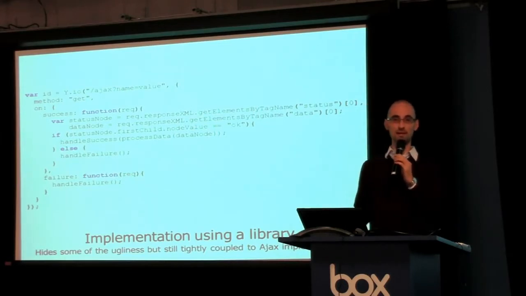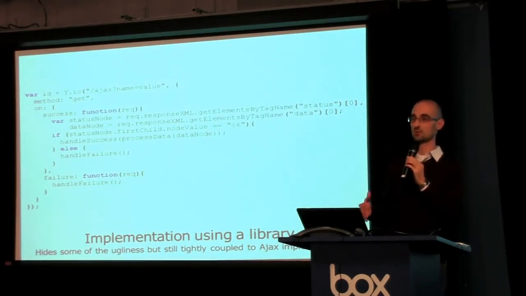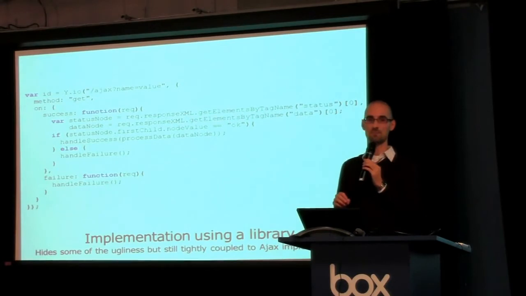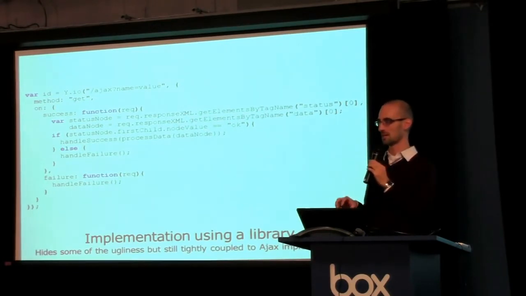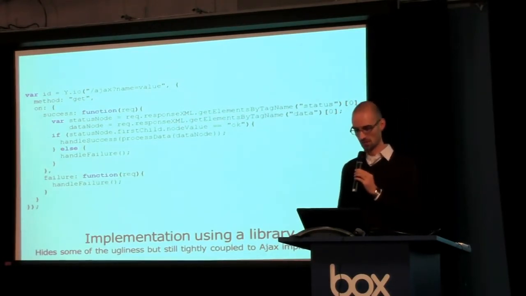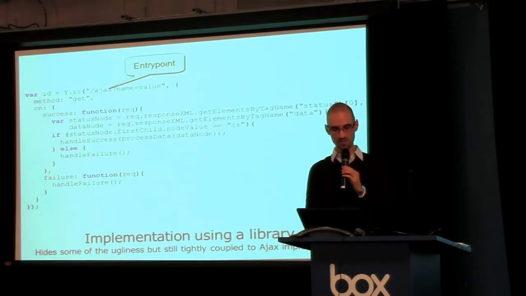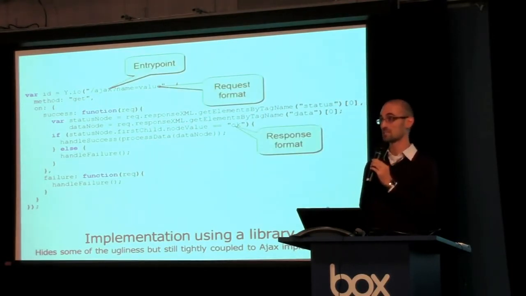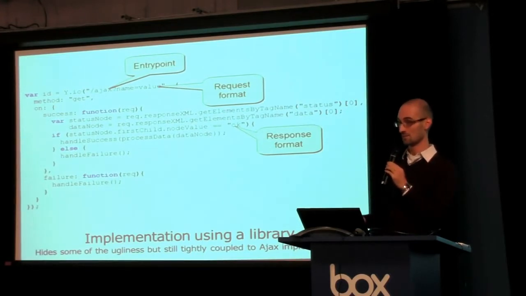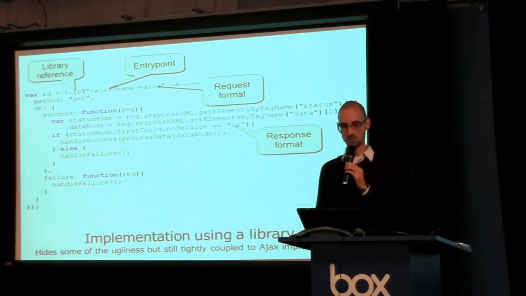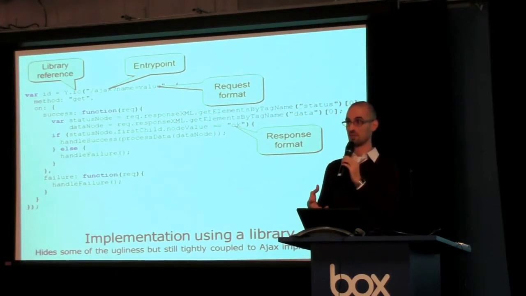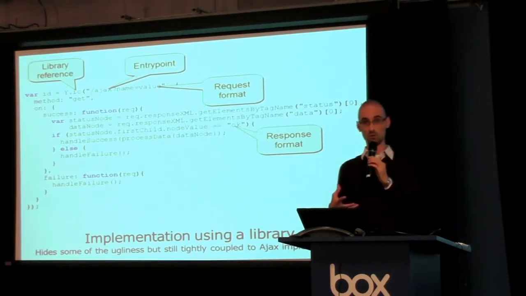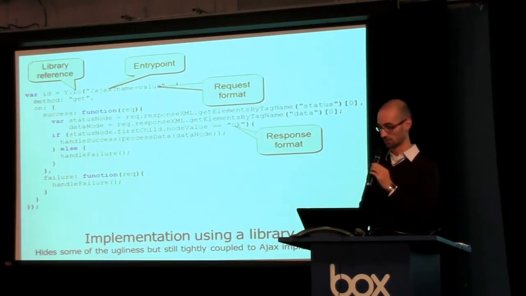If you're using a library, you might think that the situation is better, because it cleans up a lot of the ugliness of XML HTTP requests. But if you look closely, you have the entry point, you have the request format, and you have the response format. You have those same 3 things that have to be in sync. And bonus, you also have a library reference. And so all of that together needs to work in order for your AJAX communication to work.